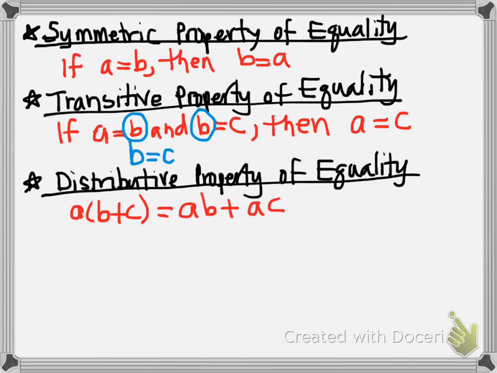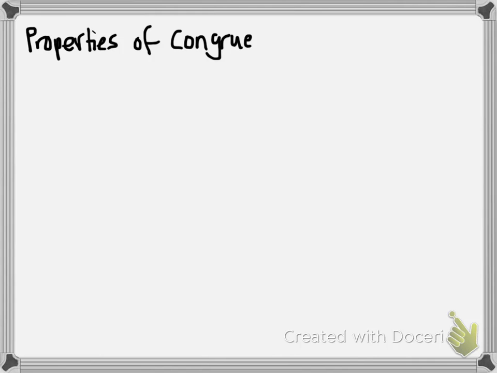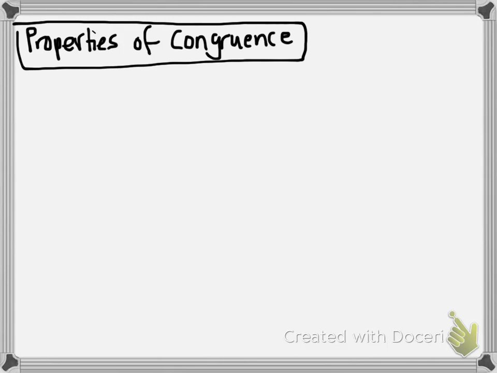Now remember the difference between equality and congruence. Equality deals with the measurement of something. Congruence deals with when you have a physical object. Okay, so these are now your properties of congruence. And you're going to see similar titles to some of the properties of equality. But what you have to pay attention to, when can you use these, is when you see a congruent symbol in the problem. So our first one is the reflexive property of congruence.